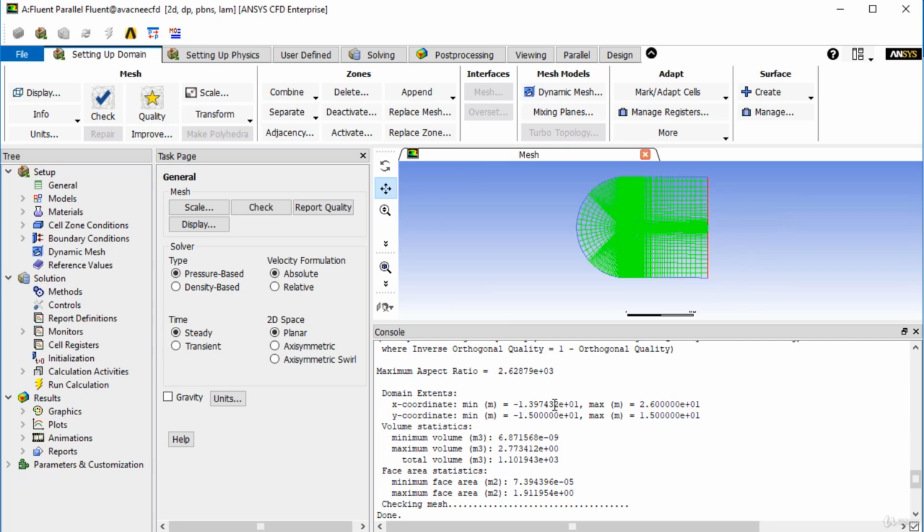So you can see here that in the minus x direction the size is minus 13 meters, and in the plus x direction it's 26 times, so it's around 40 times. So on the upstream side it is 14 or 15 times, and the downstream side is 25 times. And similarly on the y-axis it's 15 times on the upper side and 15 times on the downside of the chord length.